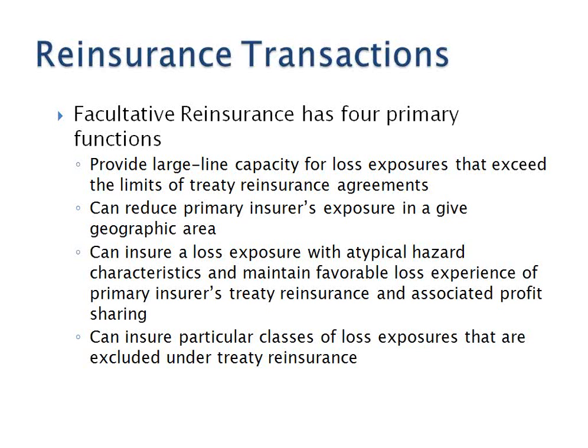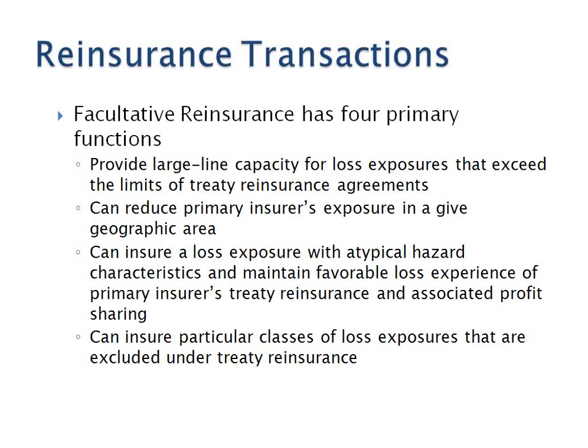They can ensure loss exposure with the typical hazard characteristics and maintain favorable loss experience of primary insurers' treaty reinsurance and associated profit sharing. So what that basically is saying is that I can carve out this one area because I know if I include it in my regular, because it's a common occurrence now, if we're seeing that wildfires are more common in this area, maybe I want to carve that out of my treaty and make it facultative. I'm going to pay a little more because it'll help my treaty reinsurance policy.